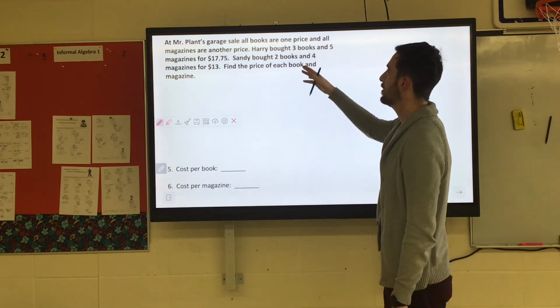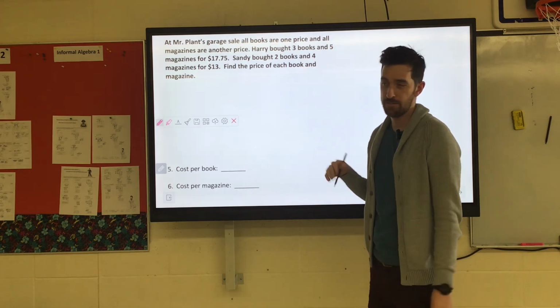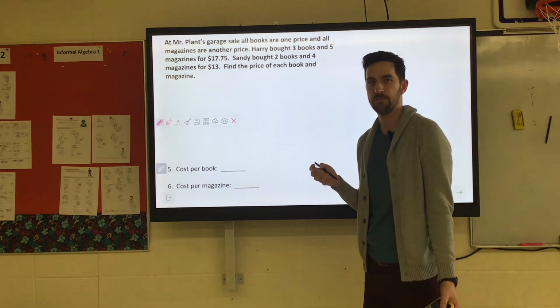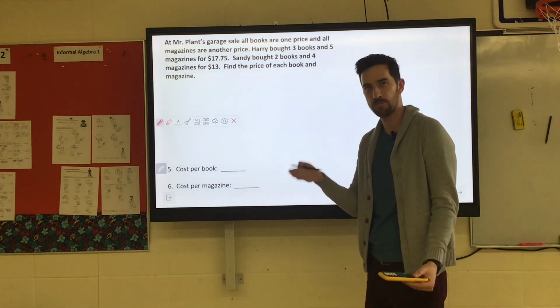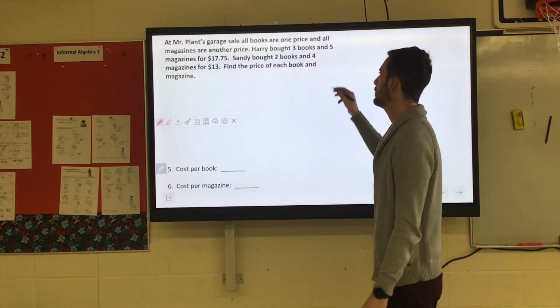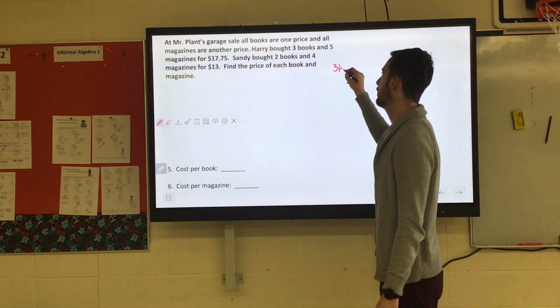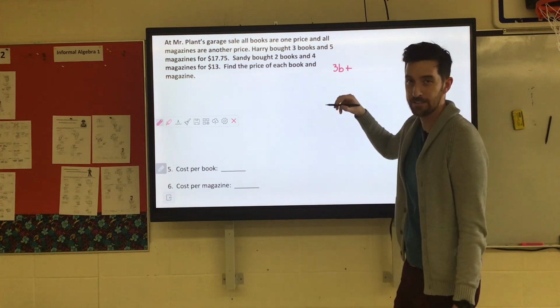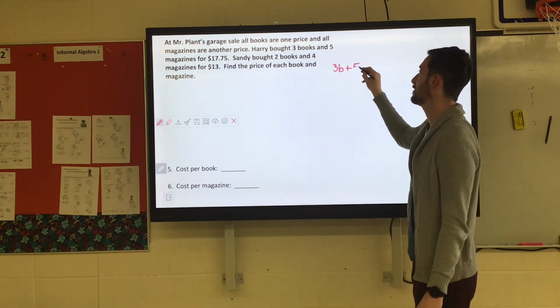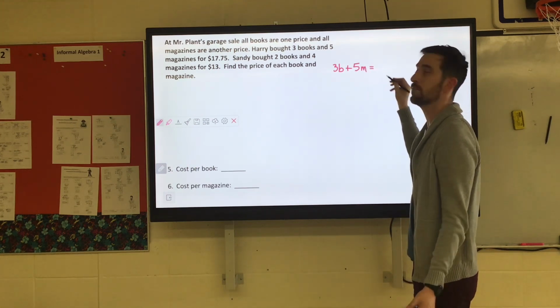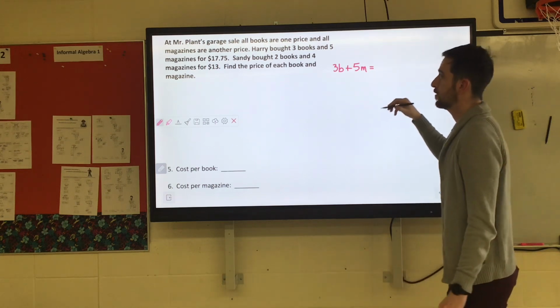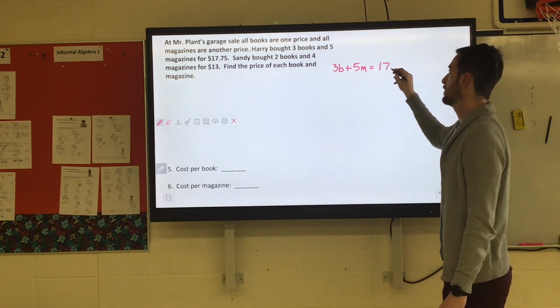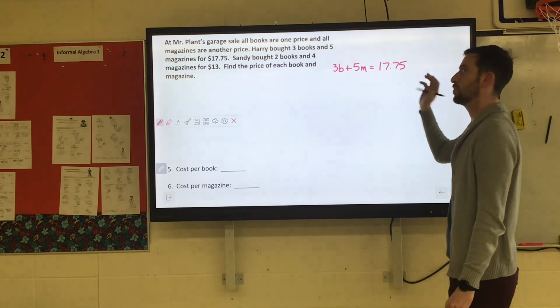So Harry bought 3 books. If each book was $5 and he bought 3 of them, and I said, how much is that? You would do 3 times 5. So we're going to do 3 times however much a book is. Plus, he also bought 5 magazines. So we're going to do 5 times the price of a magazine, which we don't know yet. That total was $17.75. There's one equation.